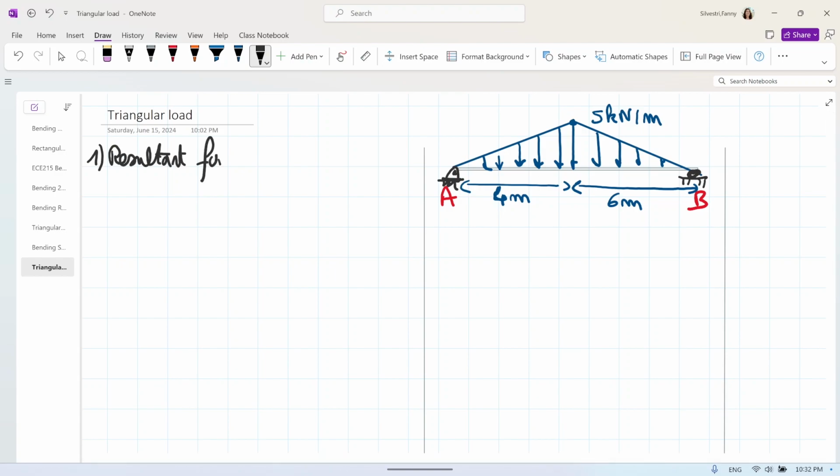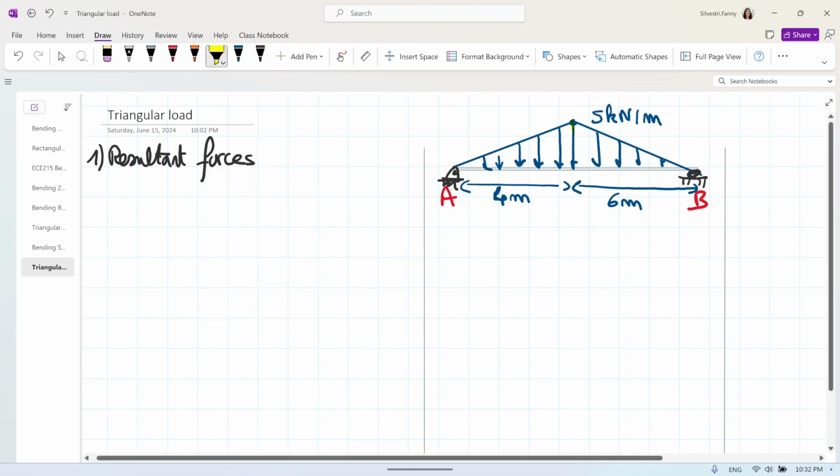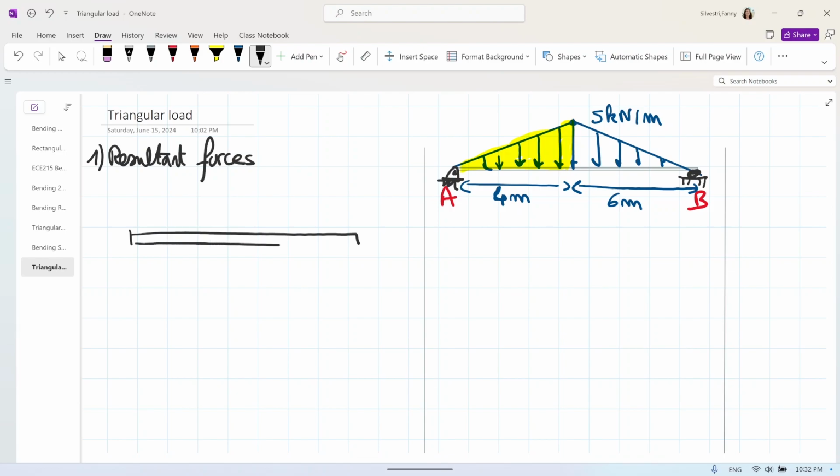Okay. I put an S because we will first do the resultant force of the triangle that is to the left. So we will do that triangle first, and after that the other triangle. So let's start with this one. Okay, so this one will be equivalent to, I'm drawing my beam again.